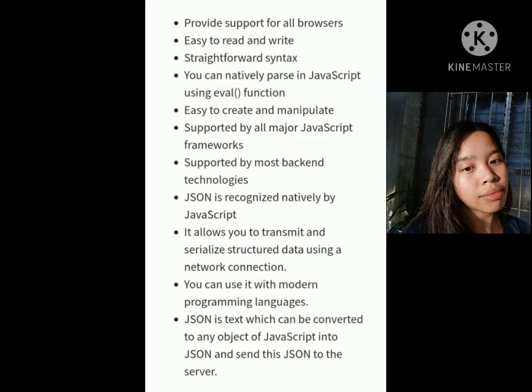Why use JSON? It provides support for all browsers. Easy to read and write, straightforward syntax. You can natively parse in JavaScript using the eval function. Easy to create and manipulate. Supported by all major JavaScript frameworks. Supported by most backend technologies. JSON is recognized natively by JavaScript. It allows you to transmit and serialize structured data using a network connection. You can use it with modern programming languages. JSON is text which can be converted from any JavaScript object into JSON and sent to the server.